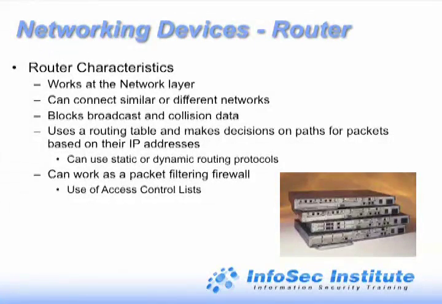Okay, router characteristics. This works at the network layer. It can connect similar or different networks, blocks broadcast and collision data. It uses a routing table to make decisions on the path of packets based on their IP address, not their MAC address, like a switch. This can also work as a packet filtering firewall.